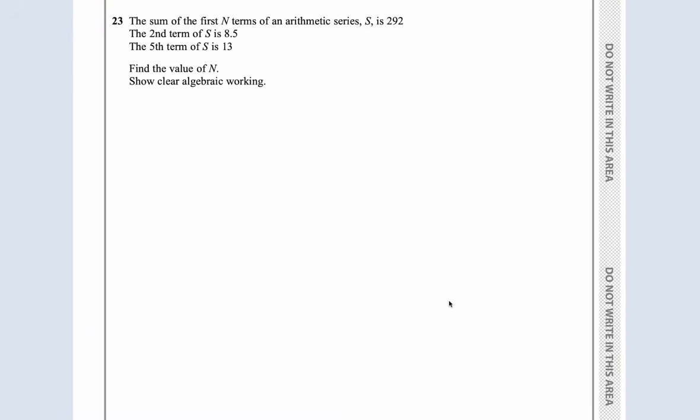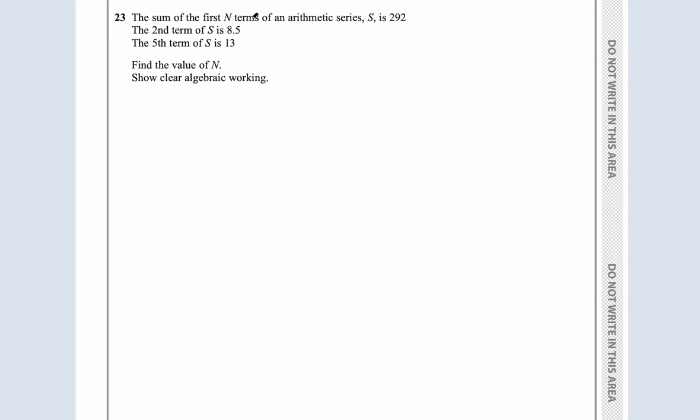Okay, question 23. The sum of the first N terms is 292. The second term is this, the fifth term is this. Find the value of N. So the sum of N terms is in the formula booklet, guys. It's N over 2, 2a plus N minus 1 d. That's the formula in the formula sheet. So this equals 292, and we need to find N.